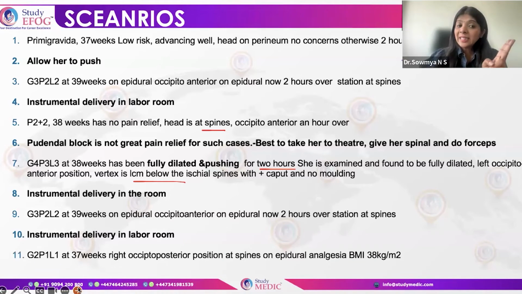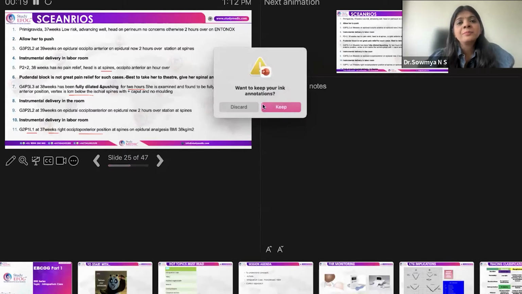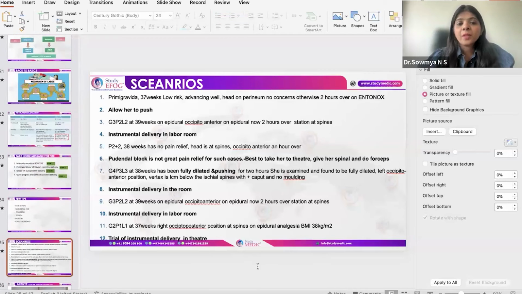The next one, 37 weeks. Okay, so this is important. Multiparous, term, occipito-posterior at spines on epidural analgesia. So here what's happening? The point is you can see that her BMI is high and she's obese as well. So in this case there is always a high risk of failure. That is the reason you will be going ahead with the trial of instrumental delivery in theater.